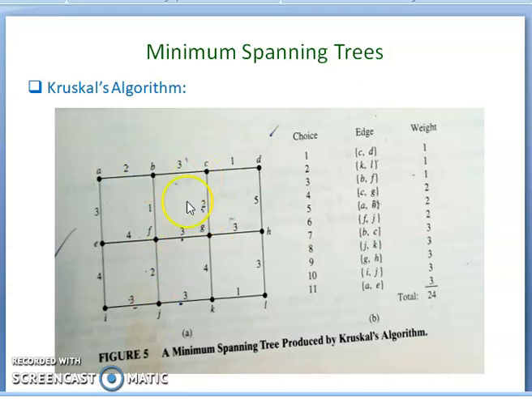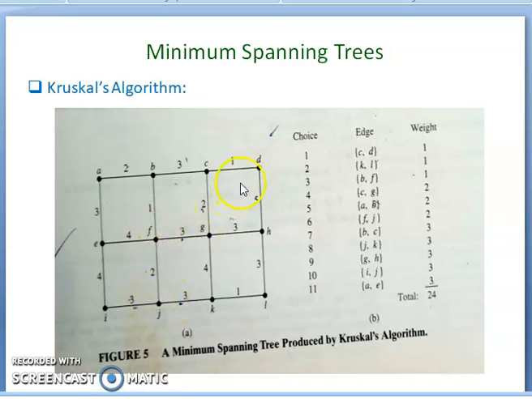Now you consider CG. CG is this one. There is no simple circuit because you already considered this one. Now you consider CG, and AB. If you consider this one, is there any circuit? No. So you consider this also because there is no circuit. And the next one is AB. After that FJ. FJ is this one. You consider FJ also.